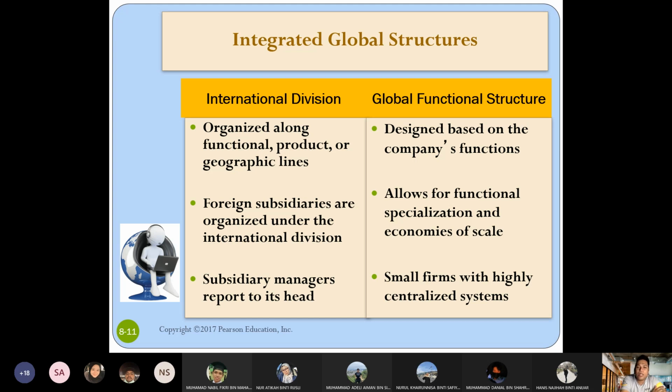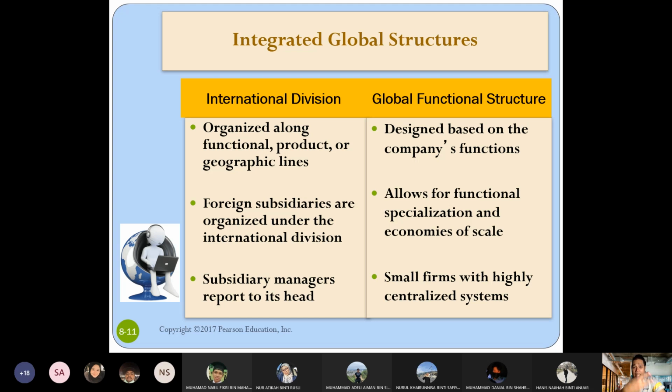And then the integrated global structure. When we talk about integrated, normally they are linked to each other. So there are the international division and the global functional structure. So what are the differences? For the international division, it is organized along functional, product, or geographic lines. For the global functional structure, it is designed based on the company's functions. So it depends on the company functions.